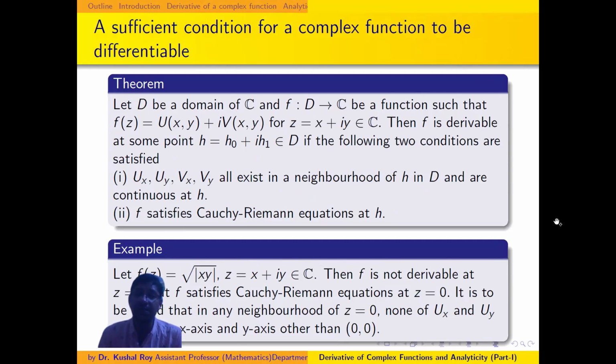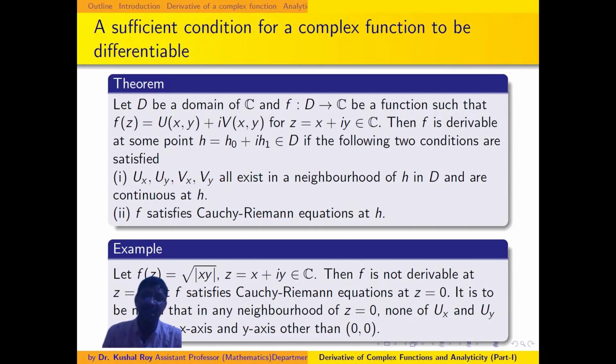Now, a sufficient condition for a complex function to be differentiable. A differentiable function necessarily satisfies Cauchy-Riemann equations. So we are giving a sufficient condition for a complex function to be differentiable. So let D be a domain of C and f from D to C be a function such that f(z) equal to u plus iv, so u and v are functions of x and y where z equal to x plus iy.